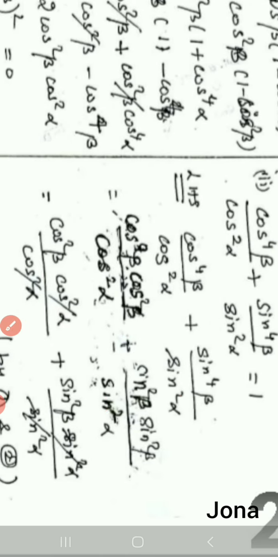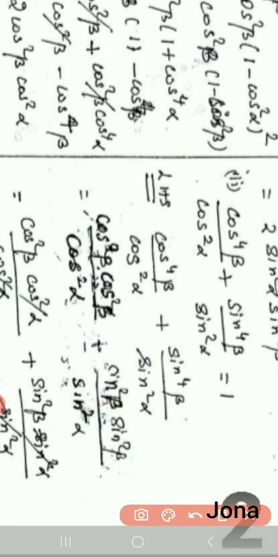Okay, the next one, the third one, we have cos power 4 beta by cos square alpha plus sin power 4 beta by sin square alpha equal to 1. Take the left hand side, and here I want to split the terms in the numerators like this, cos square beta into cos square beta, and here sin square beta into sin square beta. Keep the denominator as it is.